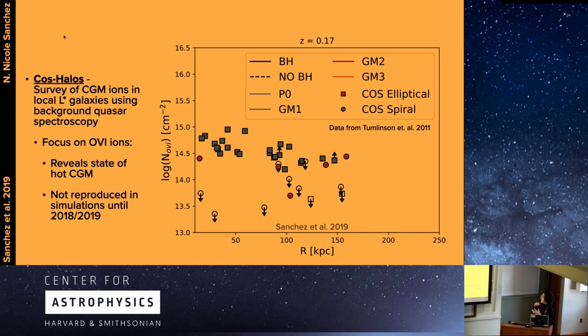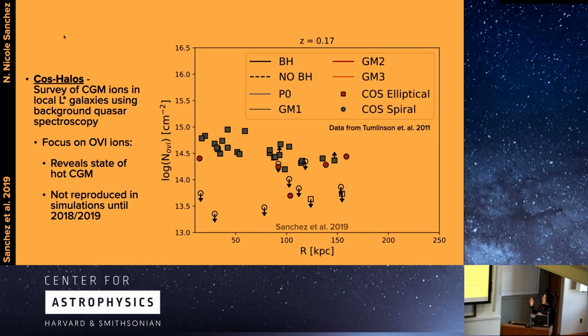I did a comparison from some simulations back in 2019, comparing to the COS-Halos survey, which I'm sure we all know and love, looking at the column density of O VI. I'm going to show you the final result of that paper, and if you want to know more about it, we can talk about it later, but it is the motivation for the work that I'm going to talk about today.